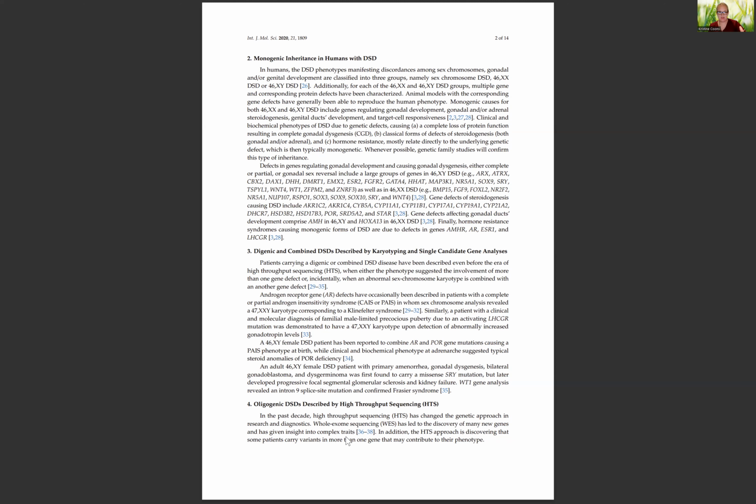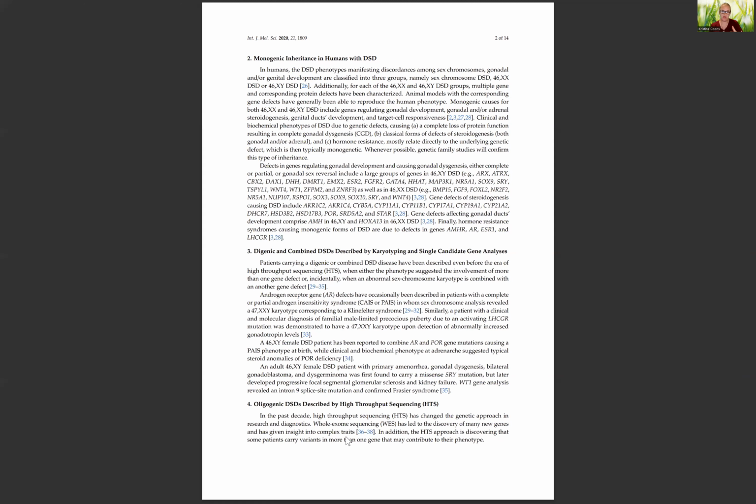As you go down to the next set, you can see a map of a whole bunch of genes listed. This is not all of them. This is only a small collection of all the monogenic genes that they're mentioning here. Down farther, they mention digenic and combined and oligogenic, so multiple genes influencing all of this. And they use an example of an individual with an androgen receptor defect that also happened to be Klinefelter's. So this individual was born with female anatomy.